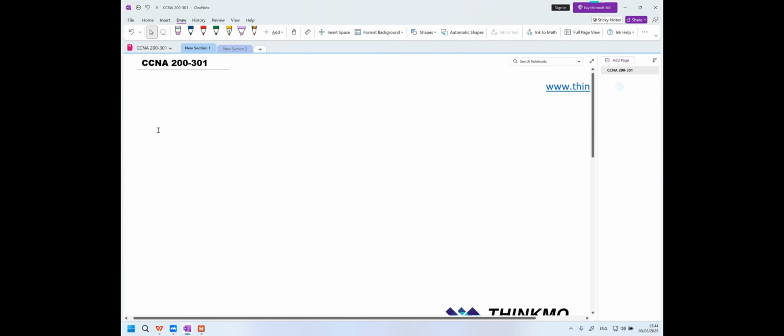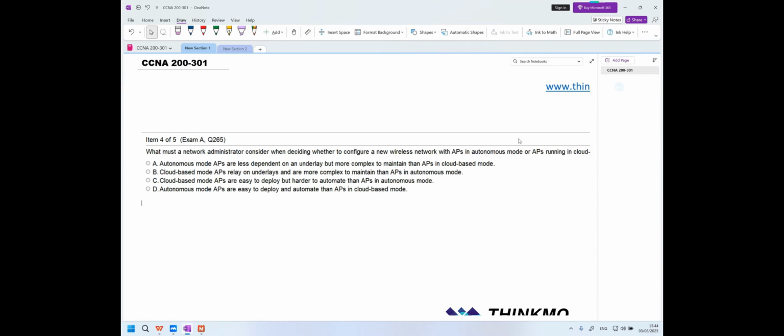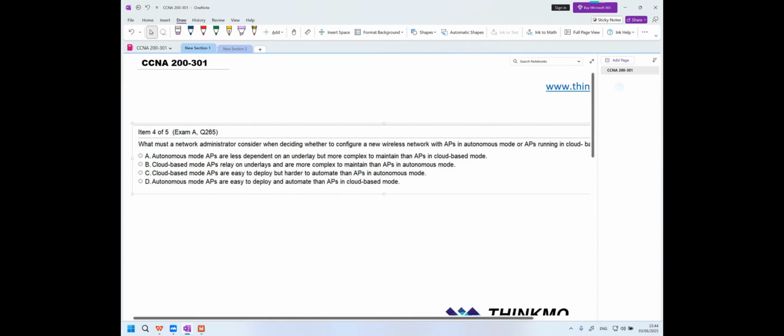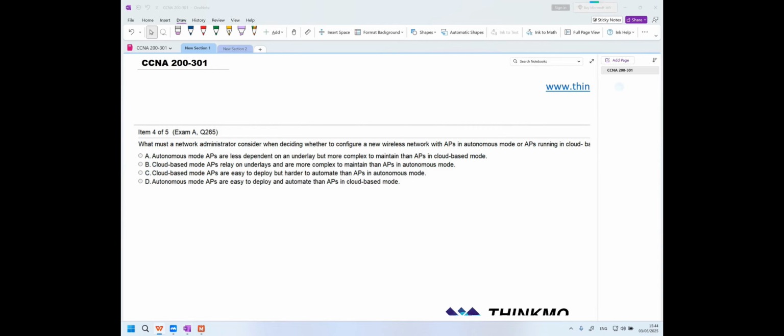Okay, question 4. The fourth question should be about wireless, related to wireless topics involving APs. It says the network administrator has decided to configure either an autonomous access point or a cloud-based access point on the wireless access point. What issues do we need to consider? So actually, the correct answer is A. Let me explain this in a bit more detail.